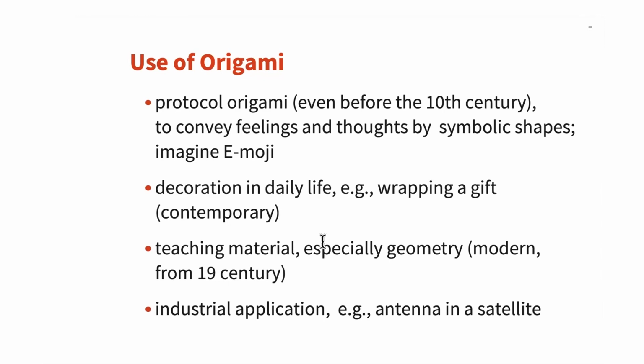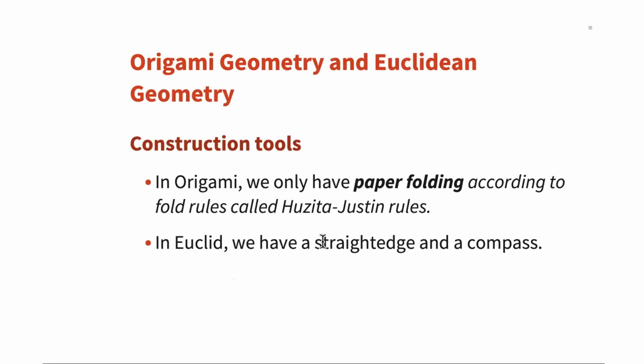But the change occurred in the 19th century when some people argued that origami can be used as a tool to teach mathematics. So the formalizing of origami started in the middle of the 19th century, and went on until the 20th century. As you see, the construction tool of origami is just folding. You cannot do arbitrary folding; you have to obey certain rules. There is a rule set called the Fujita-Justin rules. This is used as a base for the mathematical theory of origami.